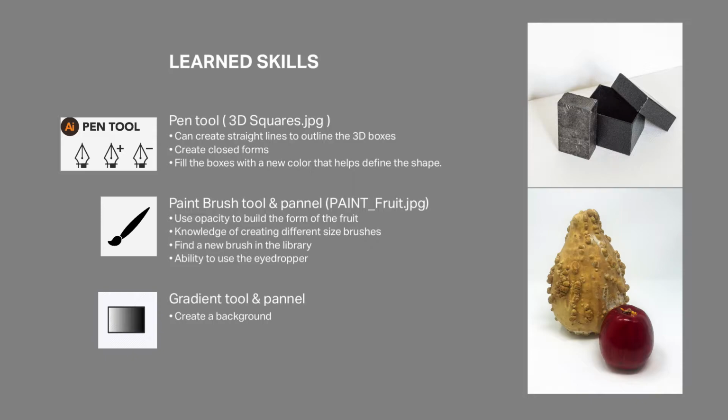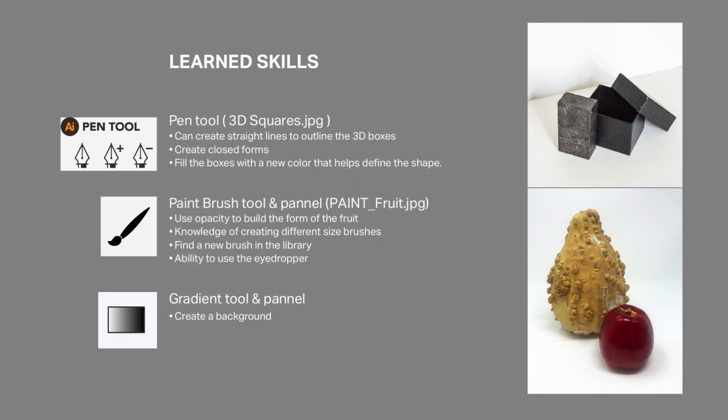When you're using the pen tool, please use the 3D squared image. You will create an outline around the 3D boxes. Make sure you're making enclosed forms so that you can fill the boxes in with a new color that will help define the shape. Think about the tonality of a dark and lighter surface that's visible within the picture.